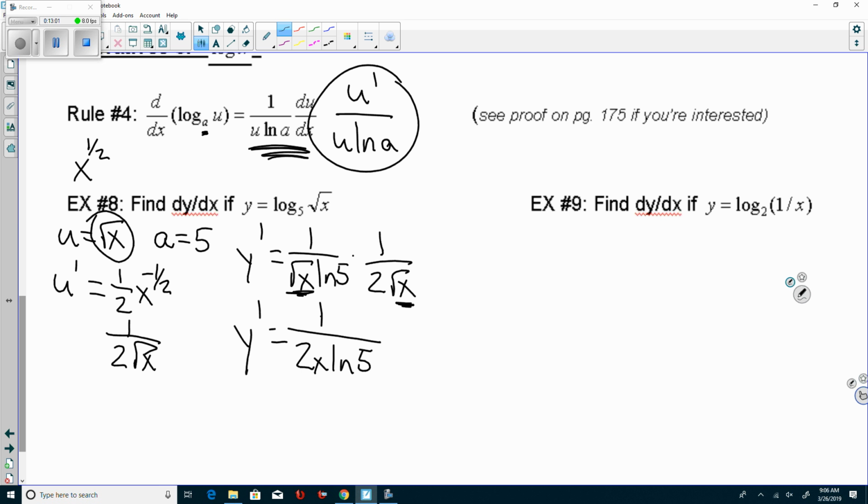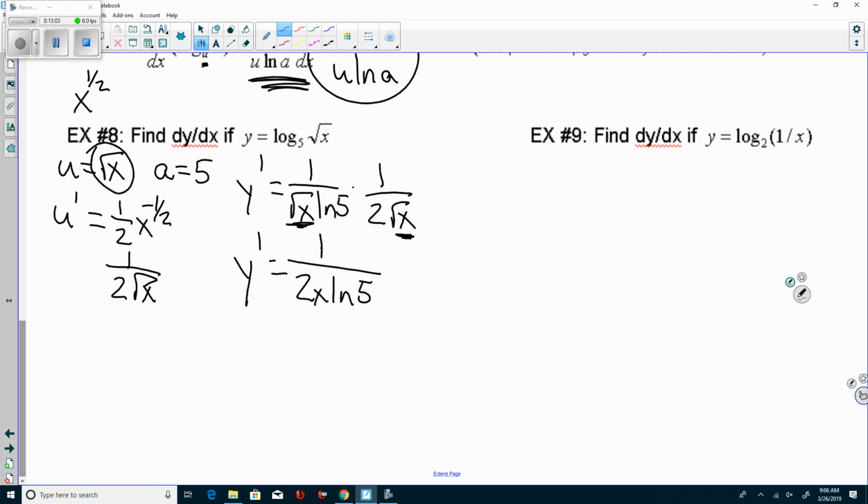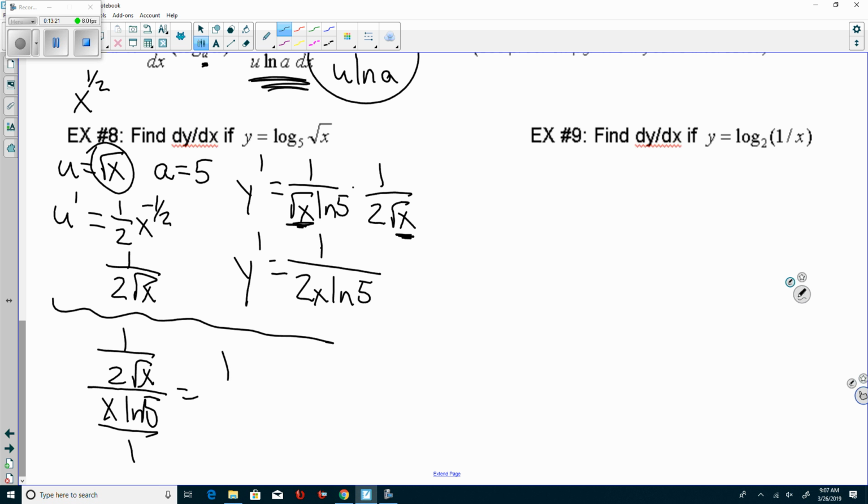Now, how does it work if we use the shortened version? For the shortened version, you would have 1 over 2 root x all over x ln 5. So you have a complex fraction. Then this denominator, you put it over 1, invert and multiply. So you have 1 over 2 root x times 1 over x ln 5, which is right there. So it works the same, just maybe a little more difficult when you get into fractions. And that's true of any of them when you put the u prime in the numerator.